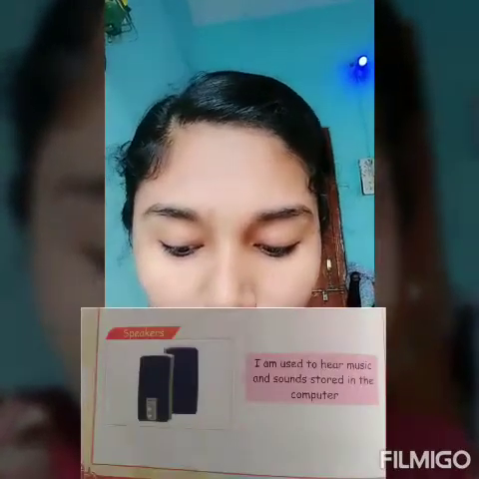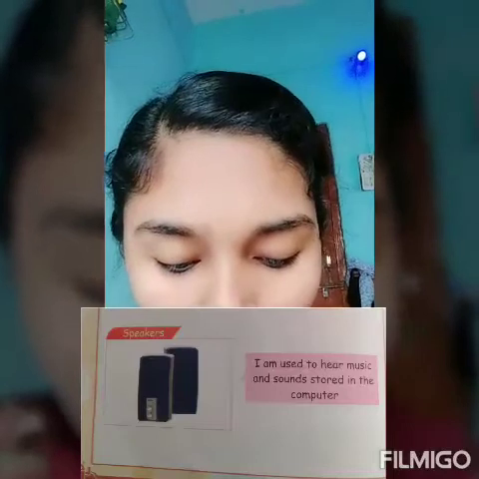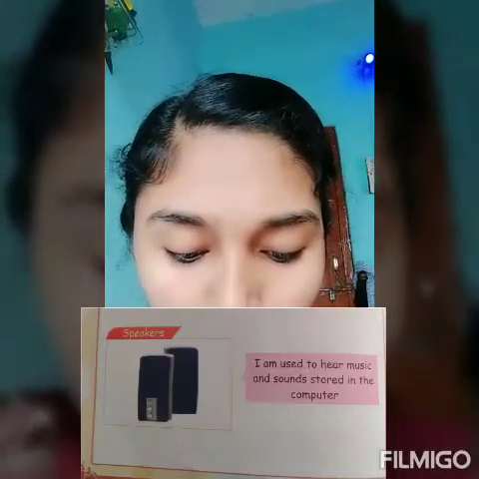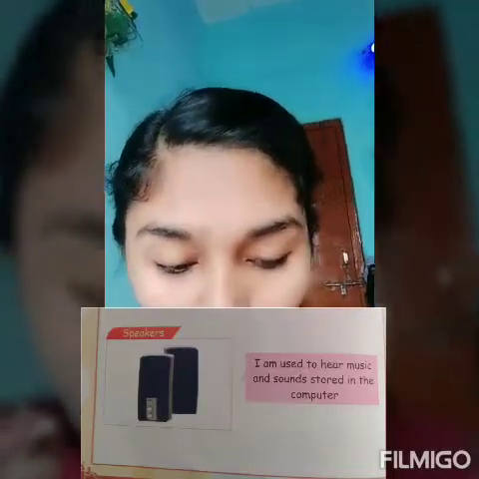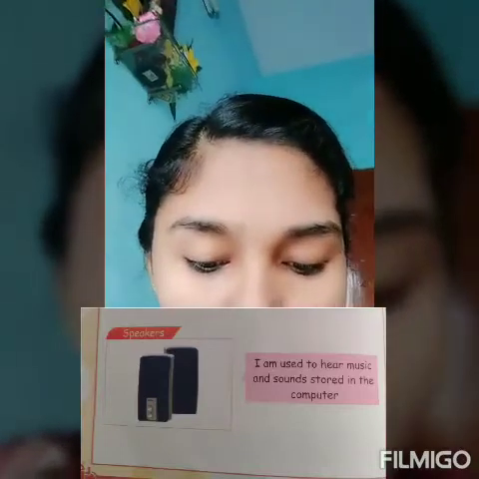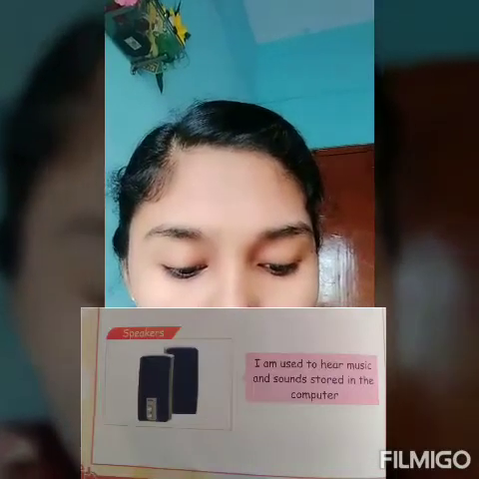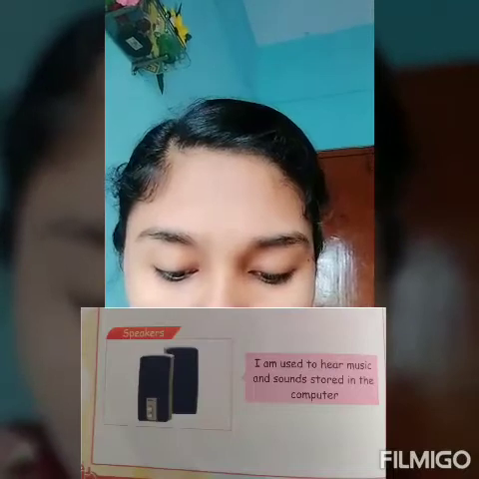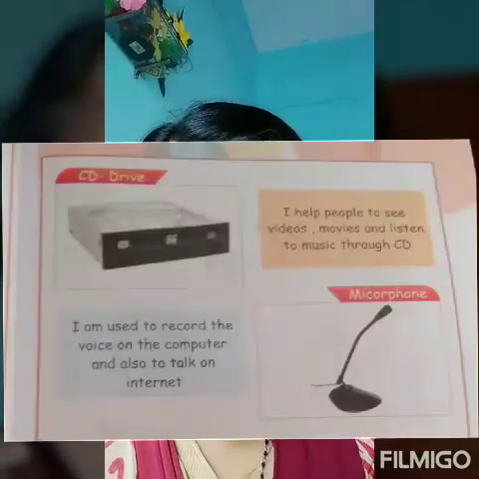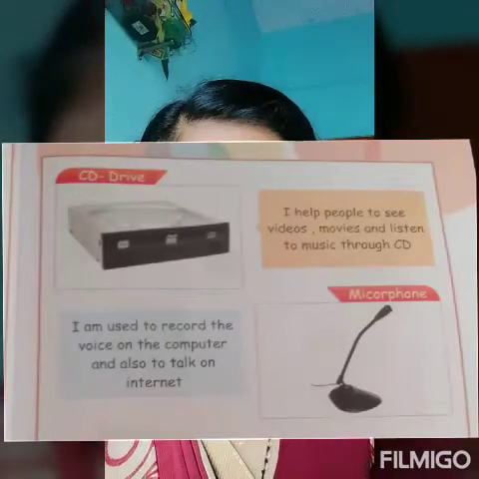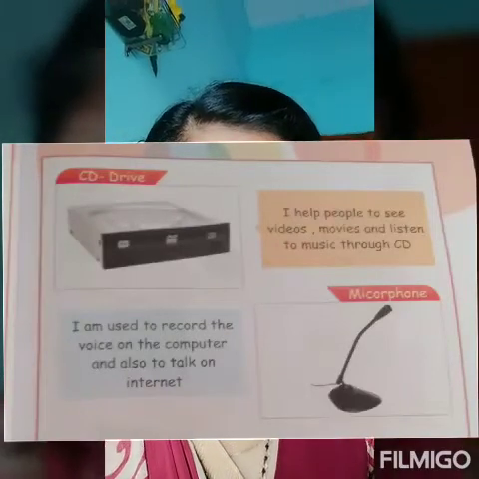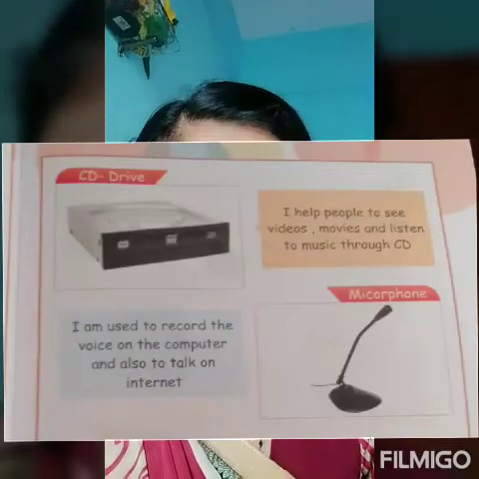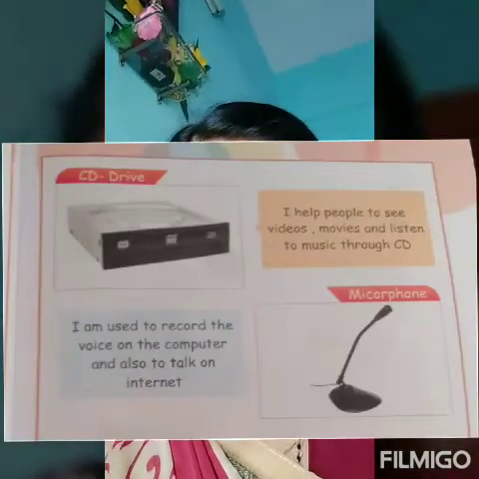Okay, next one is speakers. You know what speakers are used for. I am used for music and sounds stored in the computer. Next one is a CD drive. I help people to see videos, movies and listen to music through CD. You all know CD or DVD, na? Next one is a microphone. I am used to record video on the computer and also to talk on the internet. So you know why a microphone is used, in order to talk.